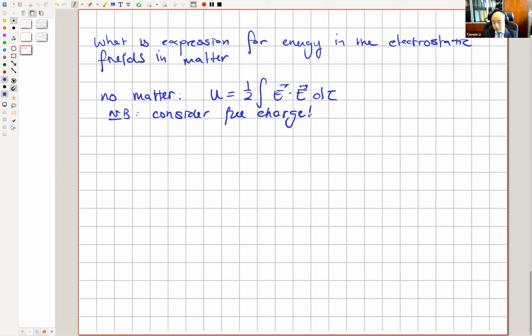Okay, I'll give you a few minutes to think about this. Recall what steps we took to come to this result. The U is 1/2 E dot E integrated over all volume. Let's see if we can apply this, but now for the free charge, and see what answer we get. I'll give you a few minutes.